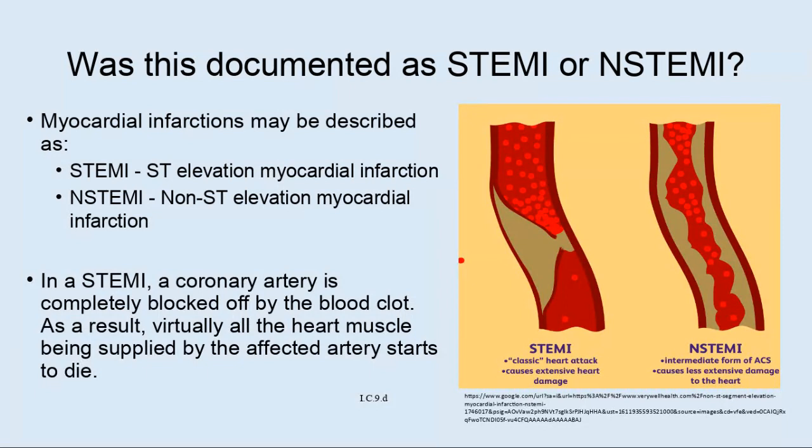Let me get my pen. There we go. See right here. Nothing's getting through. As a result, virtually all of the heart muscle being supplied by the affected artery starts to die. In an NSTEMI, the artery is narrowed but not completely blocked. Some blood can get through. Let me point out while I'm here this notation at the bottom of the slide. This is where this information is found in the coding guidelines. You will see this throughout the presentation.